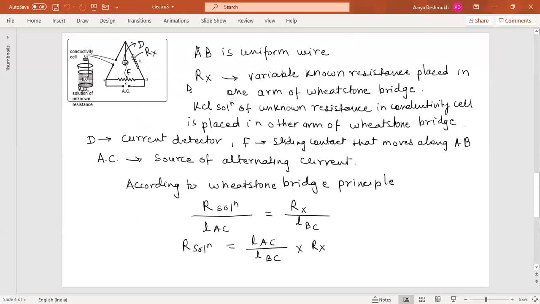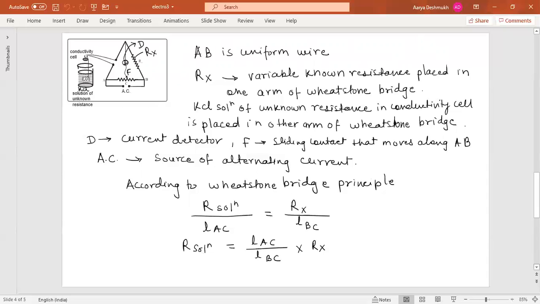I'll go back to this slide. This is the AB wire, and from A to C this length you have to measure, and from B to C this length you have to measure. This is the C point where you can see the current detector is there. So there will be deflection here whenever the circuit gets completed. Once you get to know the length AC and length BC, you just put these values here and you will know the resistance of the unknown solution, which is kept in this conductivity cell.